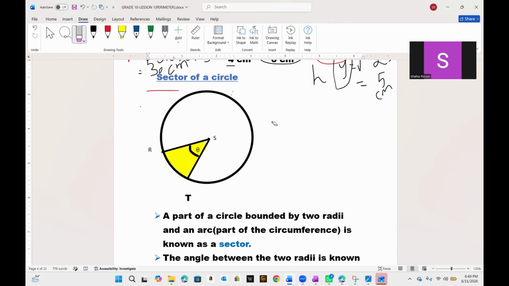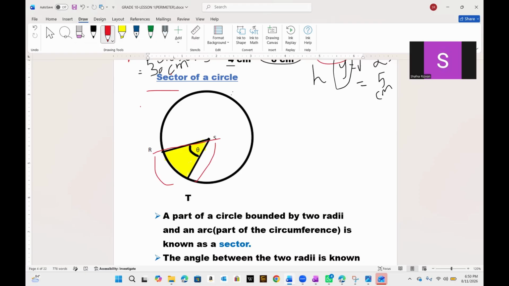Now, this is a sector, and I told you about radii also. Here, can you tell me two radii? One is RS and the other one is ST. These are the two radii here, and this is your arc. So this pizza-like shape is your sector of the circle.